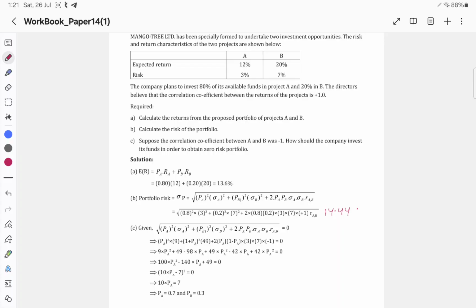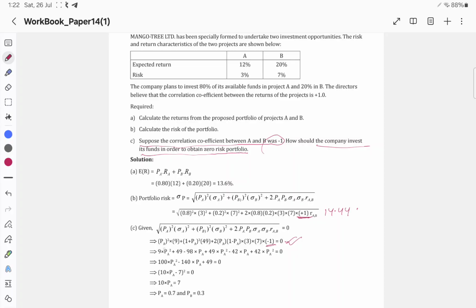Okay. The third part they are telling is, suppose the correlation coefficient is -1. Now they are telling instead of +1, you have to take -1 as the correlation coefficient. How should the company invest in order to obtain a zero risk portfolio? So you have to calculate the investment that the company should make so that the risk of the portfolio comes as 0.